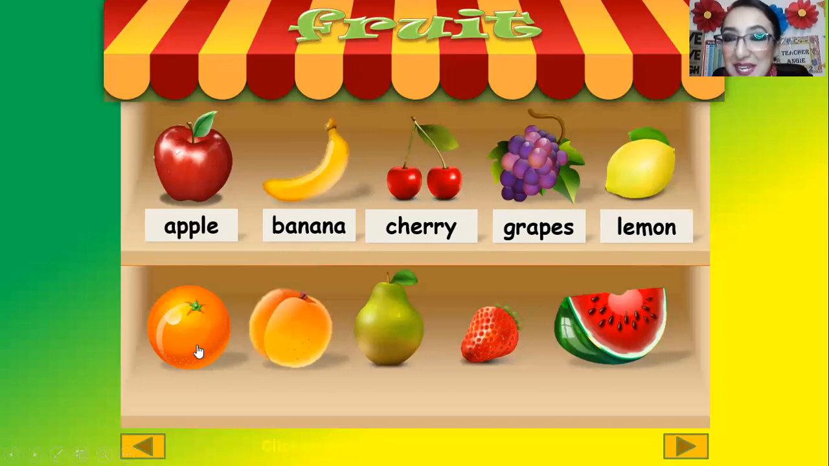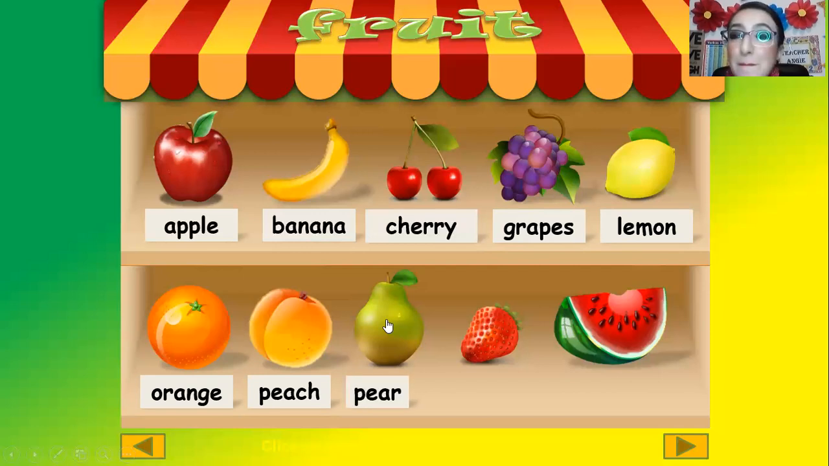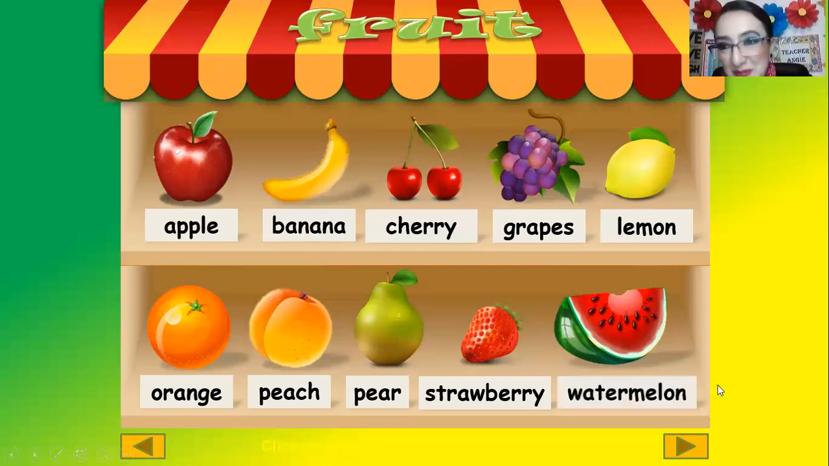And this orange that we have here, what is it? It's an orange. Excellent. And next to the orange, what do we have? Yes, we have peach. Peach. Excellent. And next to the peach, what do we have? Pear. Excellent. We have the delicious pear. And next to the pear, what do we have? Strawberries. Excellent. What do we have next to the strawberry? The watermelon. Oh my goodness. Very well.